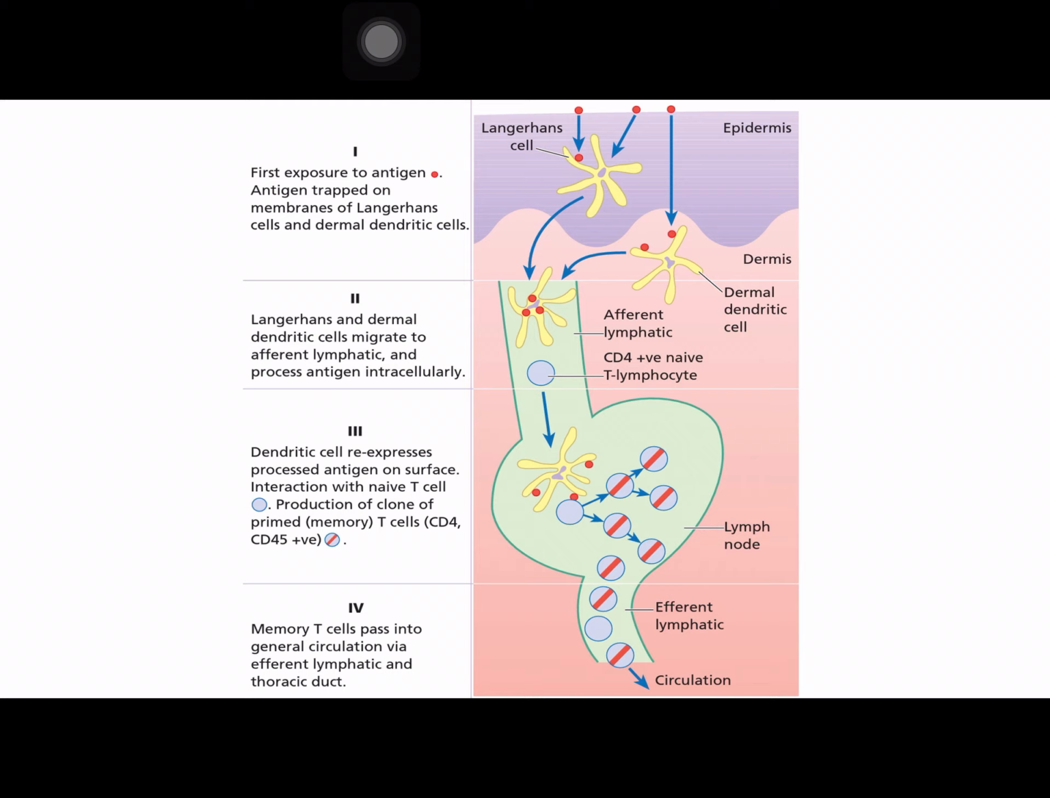This picture shows simply the process that I described. This is the antigen and this is the Langerhans cell. It takes the antigen, processes it intracellularly, goes to the regional lymph node, and interacts with the naive T cell, which is without memory. There will be production of cytokine and production of new clones of memory cells that go to the circulation and return back to the epidermis.